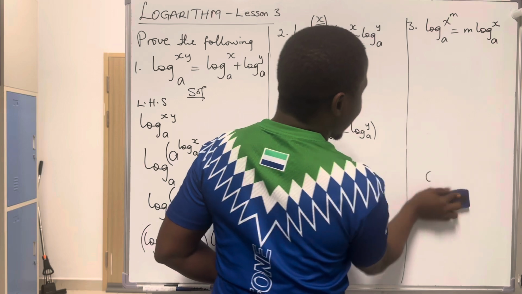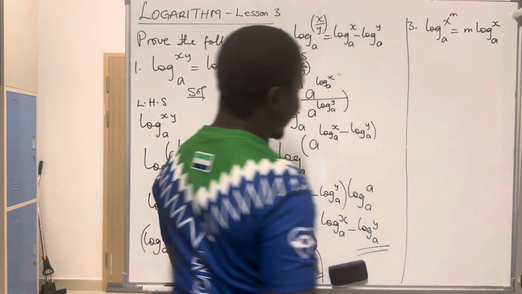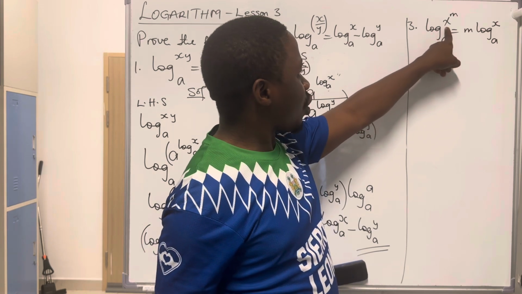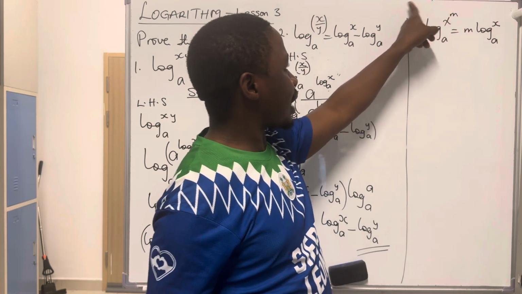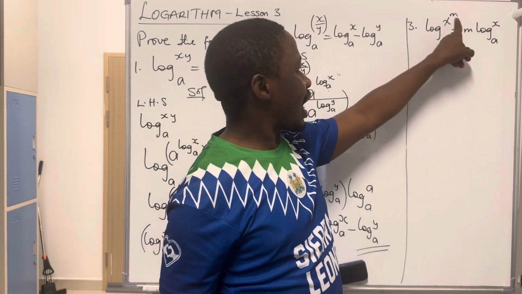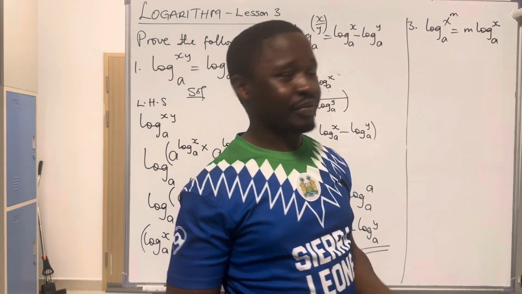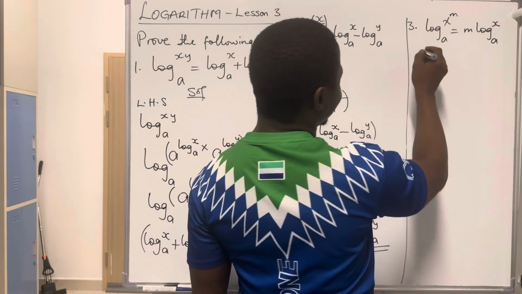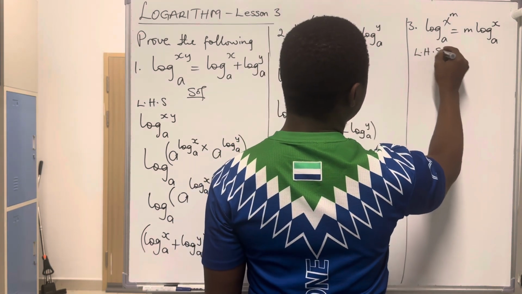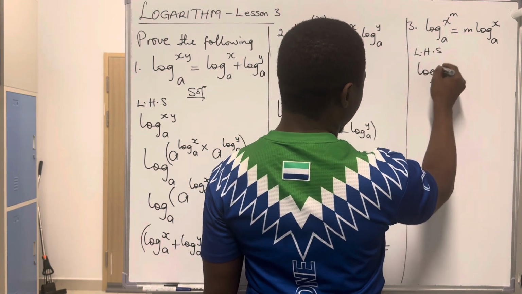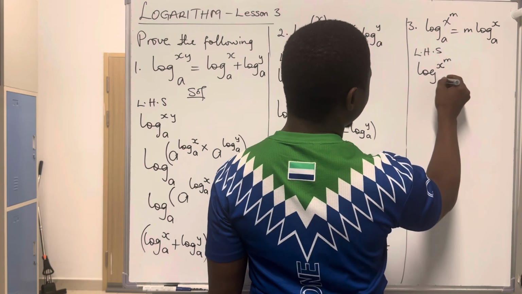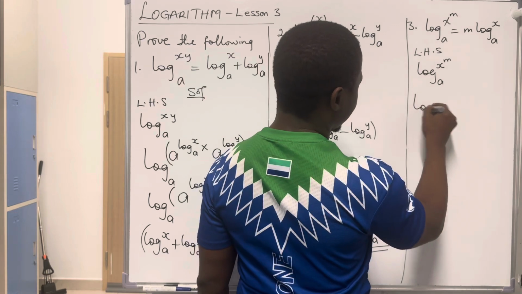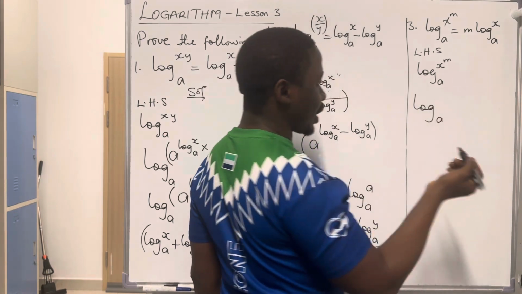Now we are going to the same thing again. We want to show that when the log number has a power, the power has the right to go to the left, and everything here remains the same. Now we consider the left hand side, which is log x to the power m base a. So we say the base is already a.